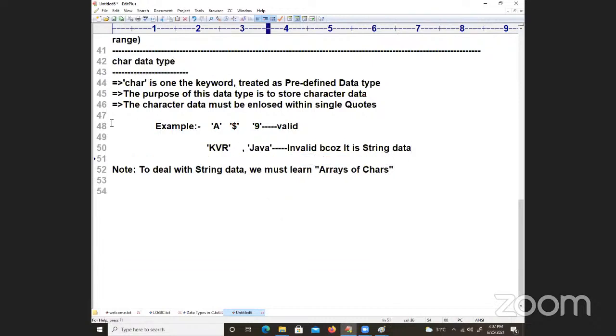To deal with character data, we are using the char data type. And how many bytes does this char data type take? Now I am writing the next point: the char data type takes 1 byte of memory space.